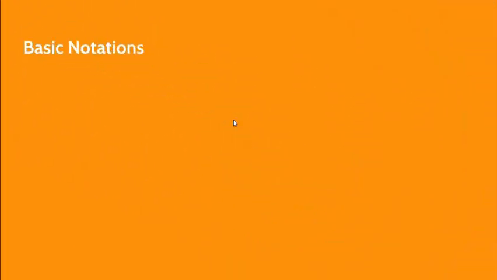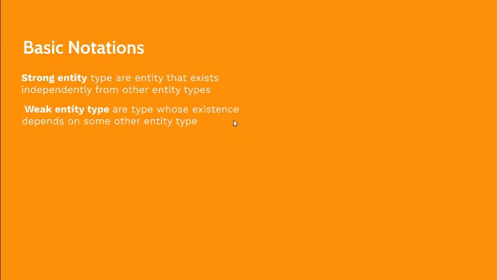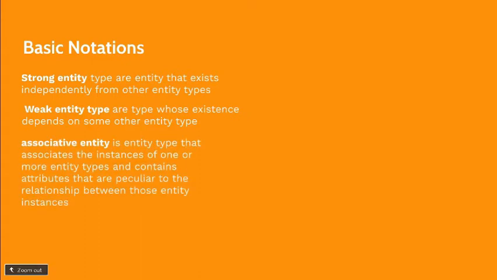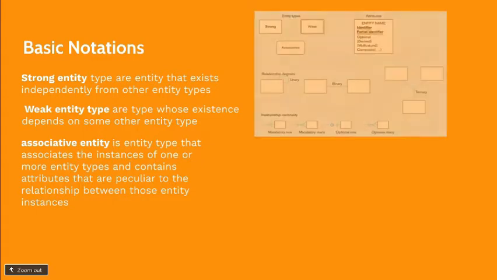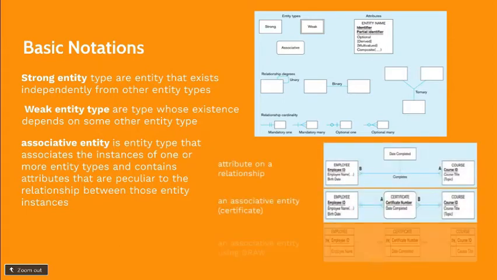In basic notations, strong entity is an entity that exists independently from other entity types. A weak entity type, on the other hand, is a type whose existence depends on some other entity type. An associative entity is an entity that associates the instances of one or more entity types and contains attributes that are peculiar to the relationship between those entity instances. We have here the symbols for our basic notations. These are the 3 samples of our basic notations.